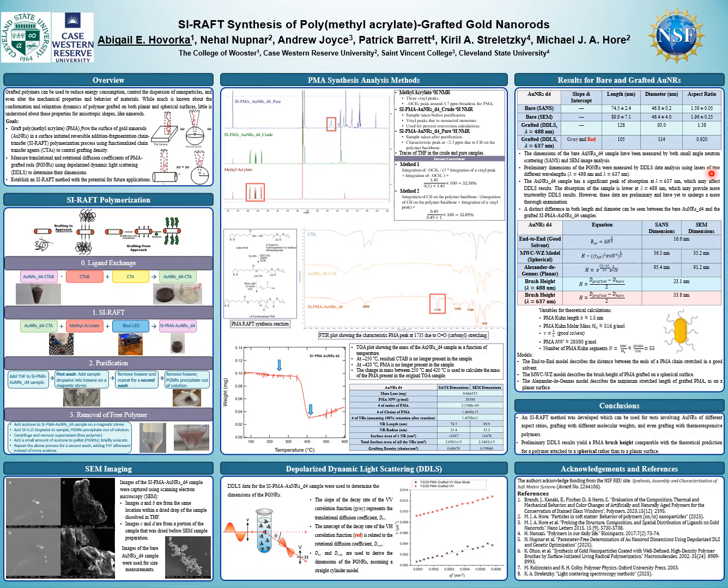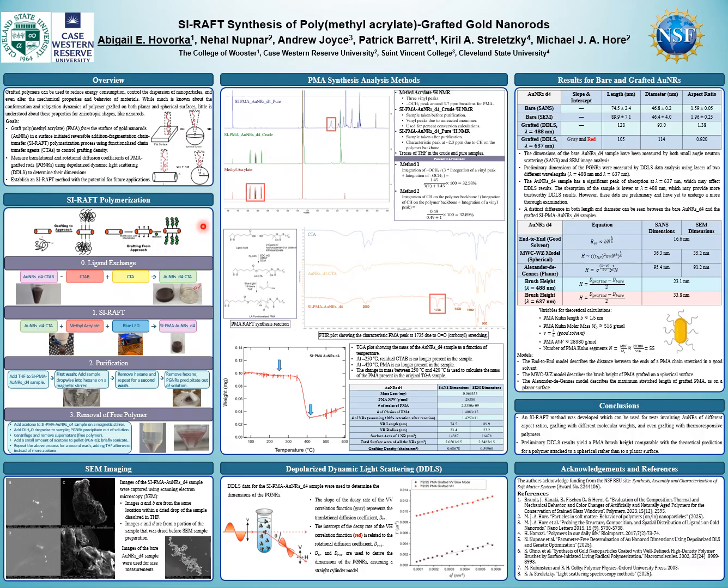So the actual goal of this project was to graft polymethyl acrylate, or PMA, from the surface of gold nanorods in a surface-initiated reversible addition fragmentation chain transfer, or SI-RAFT, polymerization process using functionalized chain transfer agents to control grafting density. We also wanted to measure translational and rotational diffusion coefficients of the PMA grafted rods using depolarized dynamic light scattering, or DDLS, to determine their dimensions. Additionally, we wanted to establish an SI-RAFT method with the potential for future applications.